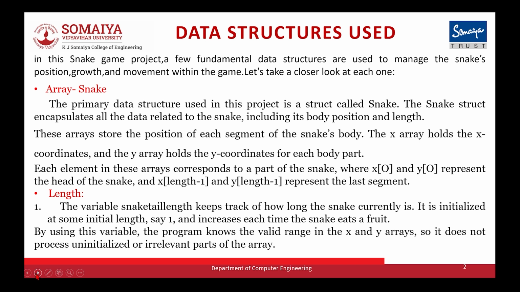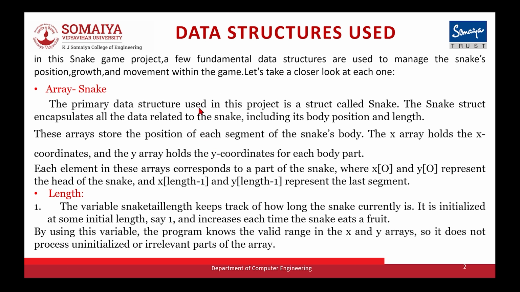Each element in this array corresponds to a part of the snake, where X0 and Y0 represent the head of the snake, and X length and Y length represent the last segment. These arrays are updated continuously during gameplay to reflect the snake's movement across the board. When the snake moves, the head's position is updated first based on the direction input, and then each subsequent body segment follows the position of the segment in front of it.